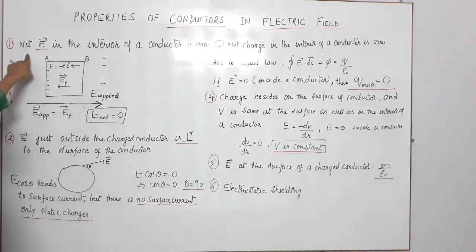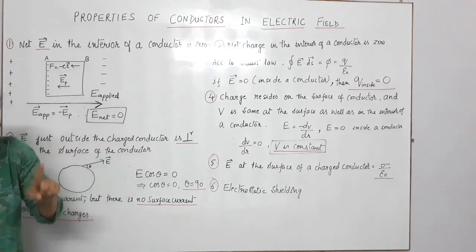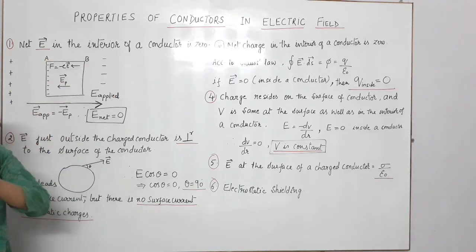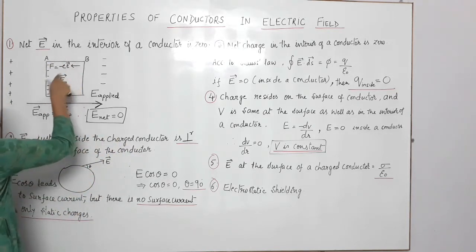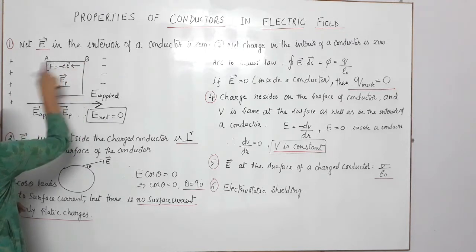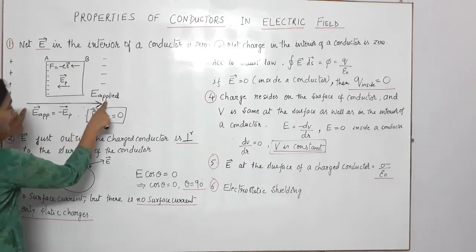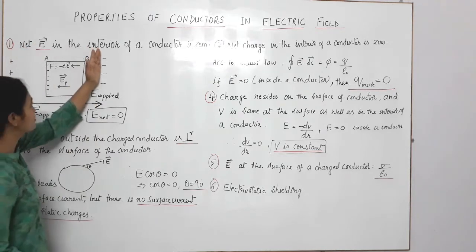Getting on, the first property is that the net electric field in the interior of a conductor is zero. Means inside the conductor electric field is zero. Let us see why. Consider a conductor. I have taken this conductor in the form of a square or rectangle. You can say it has sides A and B. And we have taken an electric field applied. This is the applied electric field. Direction indicates this side must be positive, this side must be negative.